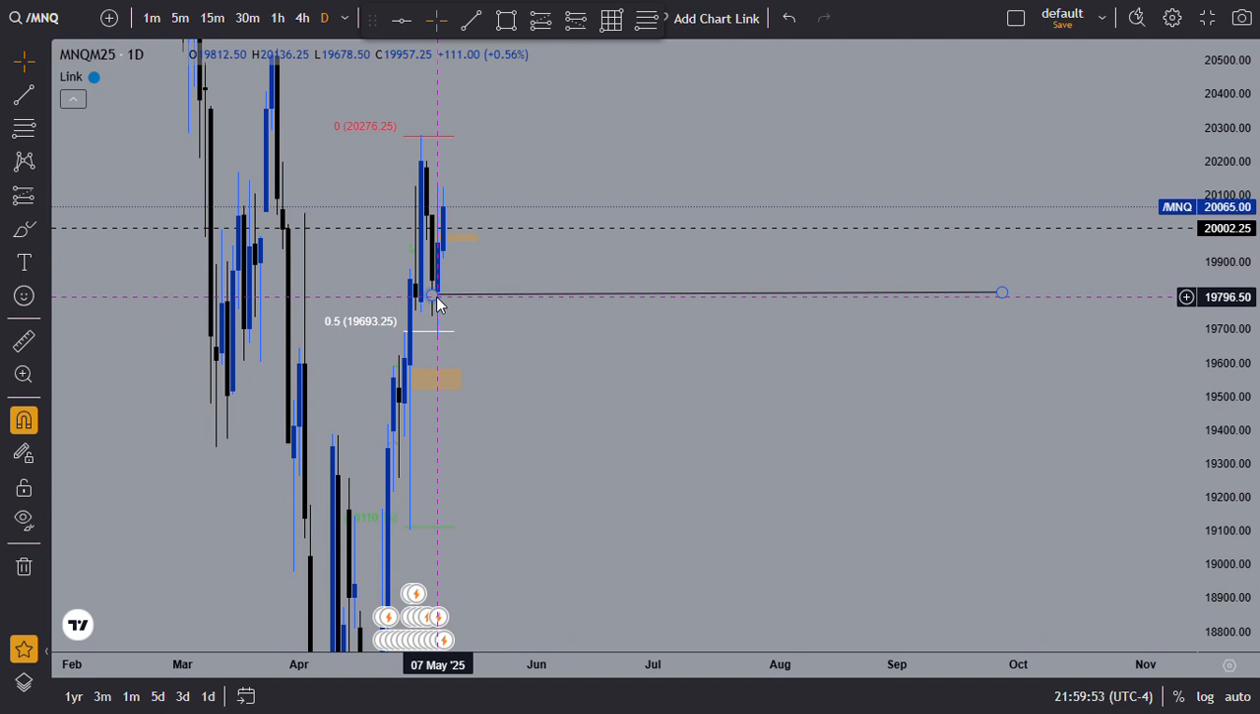Today was a low probability day pre-FOMC. The New York session wasn't really, I mean, a lot of people didn't trade today, and that's fine. If you stuck to your rules and didn't trade, good on you. Good job.